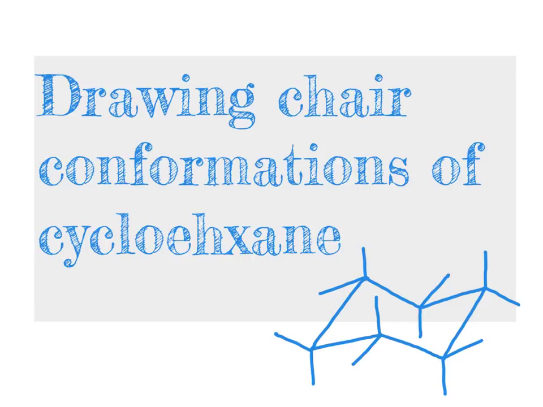In the last segment, we introduced the concept of conformations of cyclohexane, and we learned that the so-called chair conformation is the most stable, lowest energy conformer that cyclohexane can adopt, because that allows the bonds to be staggered in order to minimize the torsional strain within the molecule.